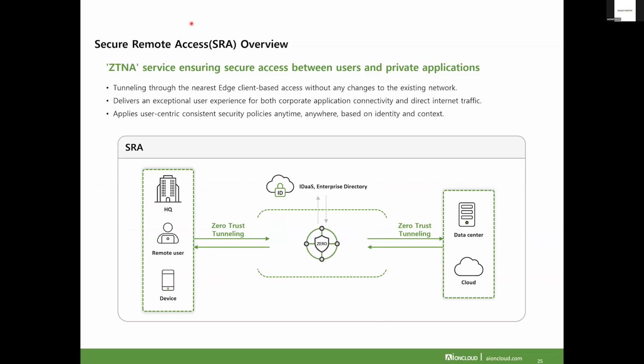So secure remote access, based off of ZTNA, Zero Trust Network Access, is a service ensuring secure access between users and private applications. The way that works is by creating zero trust encrypted tunnels between users and those applications. And in between, proxying all the information, is our AI SSE for Ion Cloud. The users will tunnel to the nearest edge location. Data will go through our internal network and come out at the closest location to where these data centers or cloud services are located.